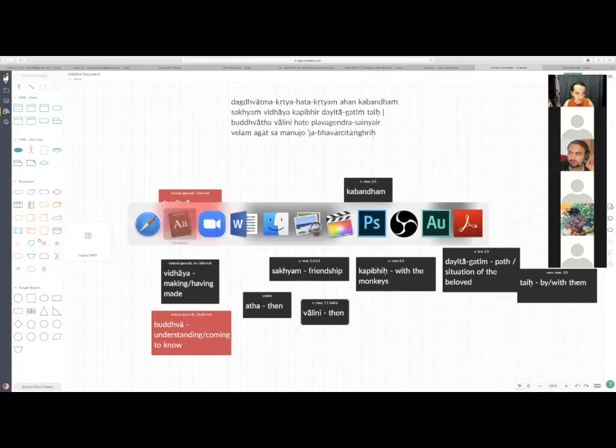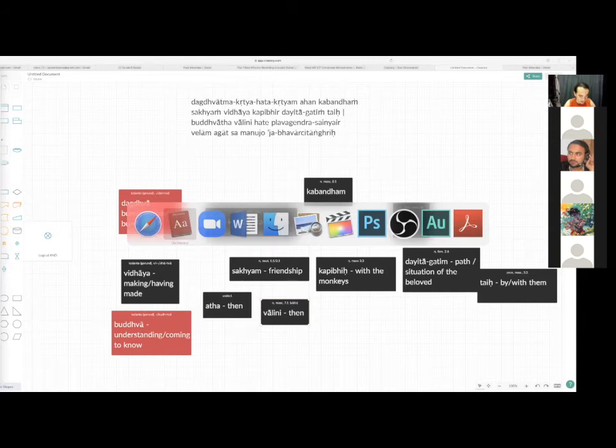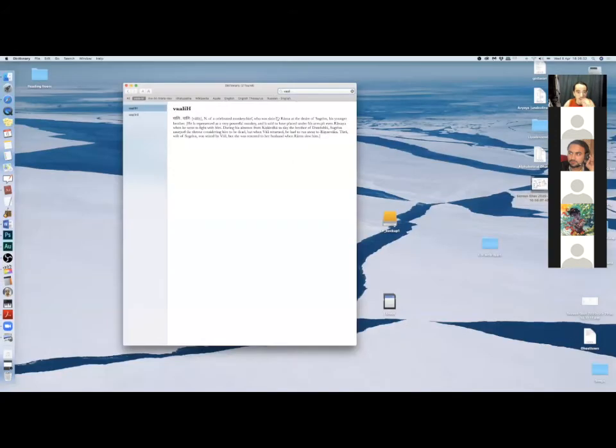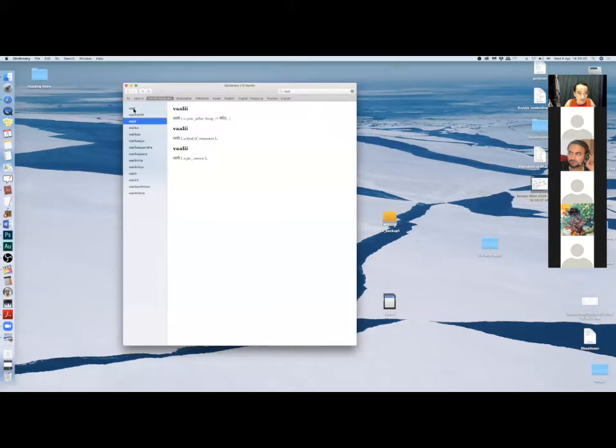So Vali. They just list the name. Let's see the Monier Williams. Vali: the brother of Sugriva, definitely. I was just wondering about the meaning of the name itself. Anyway, let's leave it for now.